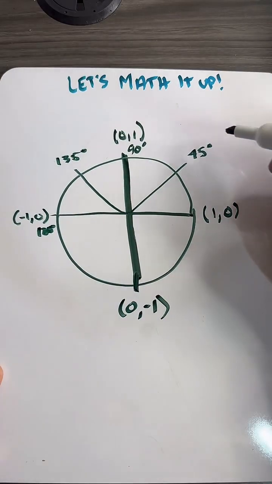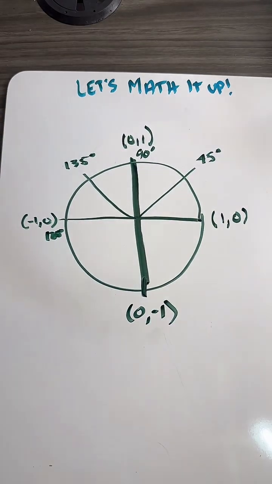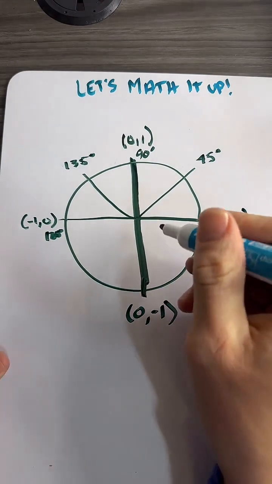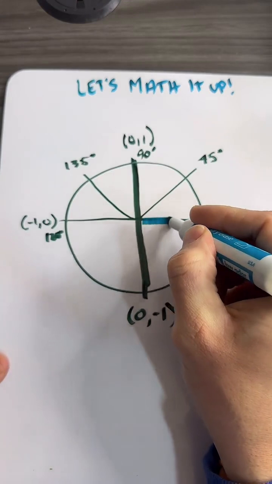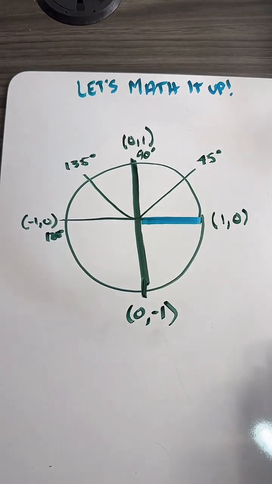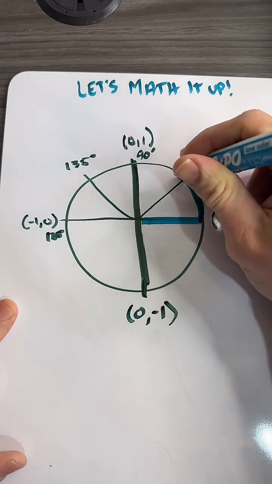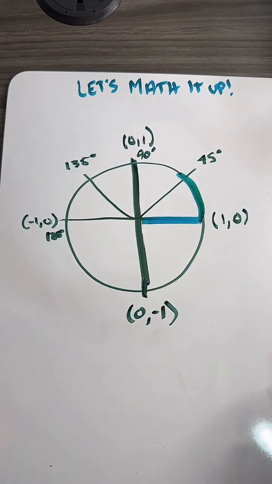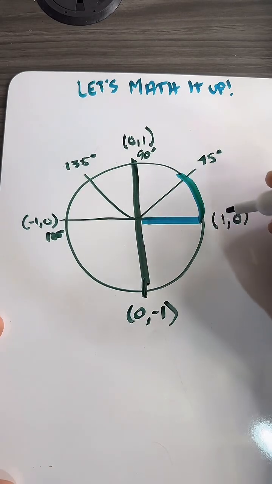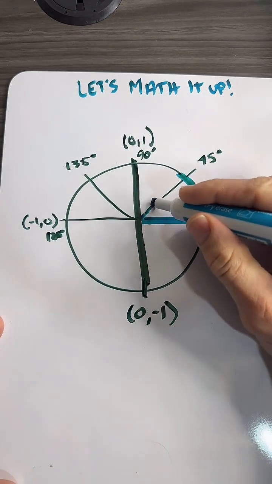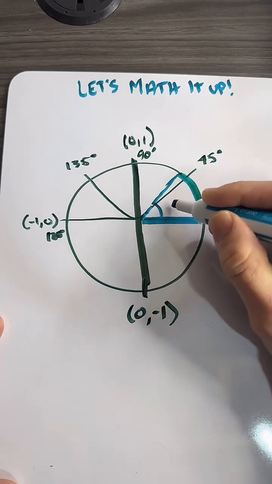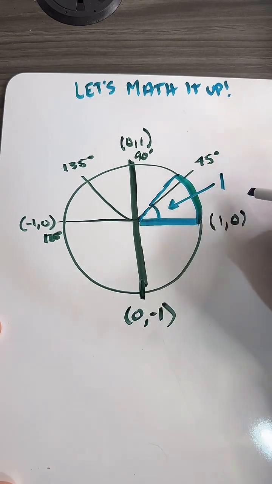Now, when we look at the unit circle, we're going to be dealing with something called radians. Radians. So if I were to take this radius, 1 unit long, and lay it along the edge of the circumference of the circle, this opening right here would be 1 radian.